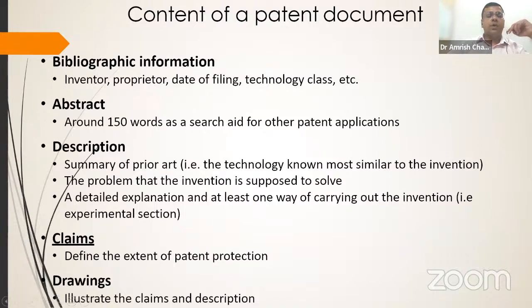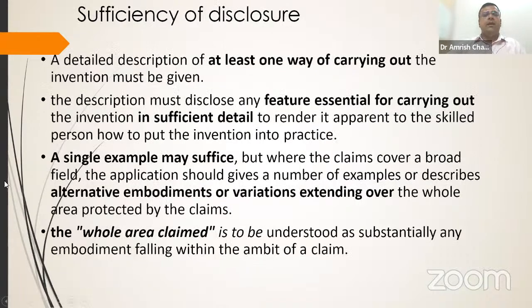Then there will be a section on drawings, which will have whatever figures or diagrams that you are claiming. So those things you have to add. And these are not called figures; they are basically called drawings in patent terms. In the detailed description, at least one way of carrying out the invention must be given. Okay, and the description must disclose the features essential for carrying out the invention in sufficient detail.